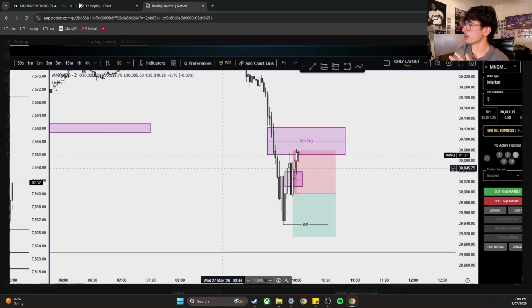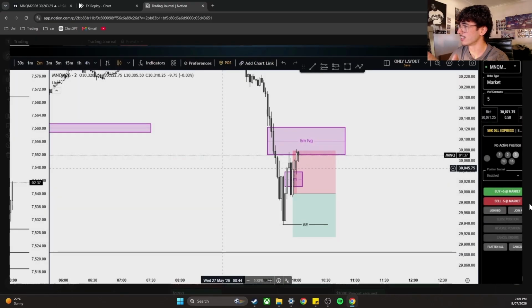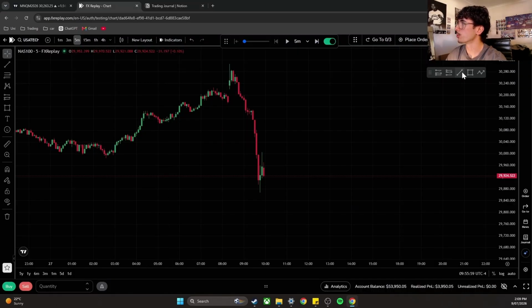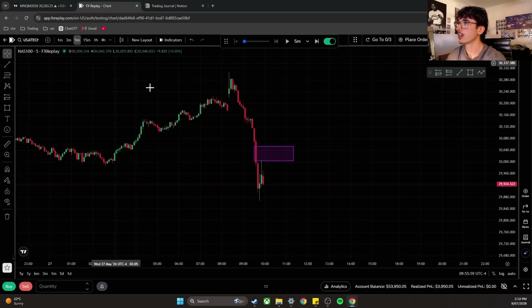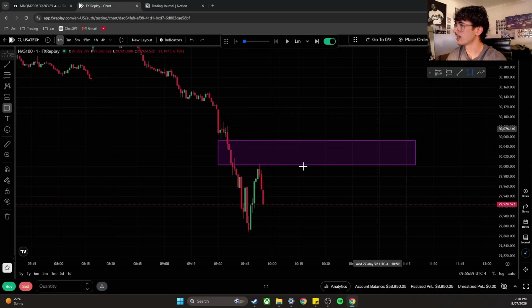Now I'm going to show you the next trade I took. This will be the last one I'll show, but this one was actually a loss. I said it was an A+ trade in my description. It wasn't. Looking back at it, this wasn't even a part of my system, and I'll show you why. On market open, we dumped, we created this 5-minute fair value gap, and I took a short off of this 5-minute fair value gap and this 1 minute inverse fair value gap.